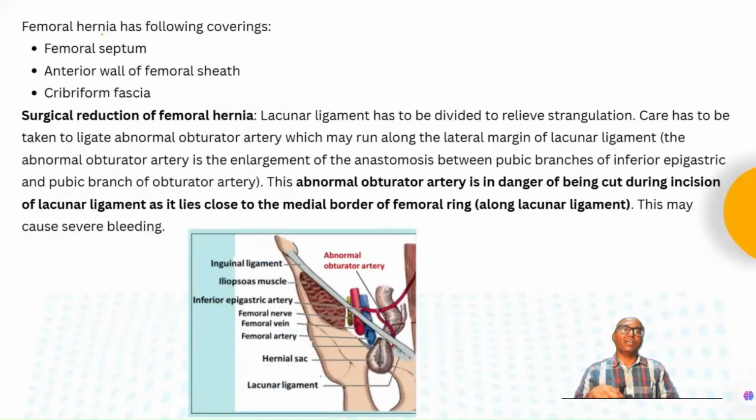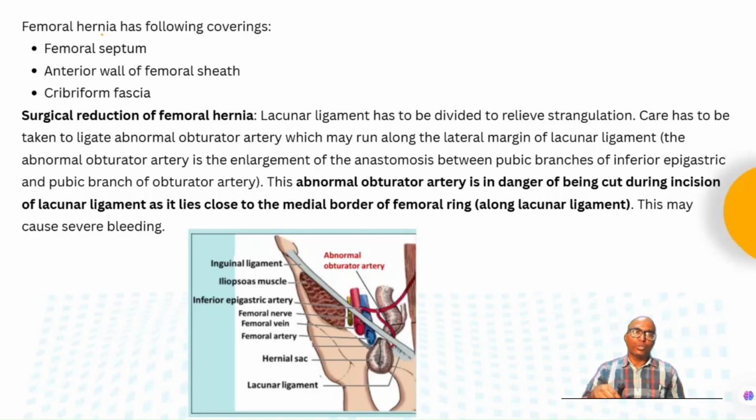So femoral hernia has coverings such as the femoral septum, the anterior wall of the femoral sheath, and the cribriform fascia. Then what is the clinical significance? When you want to do surgical reduction of the femoral hernia, at that time you have to divide the lacunar ligament. The lacunar ligament has to be divided to relieve the strangulation.